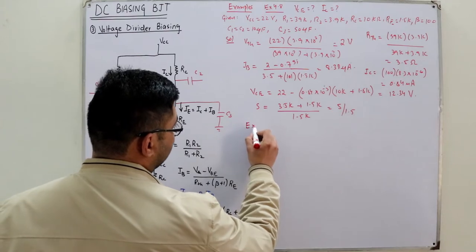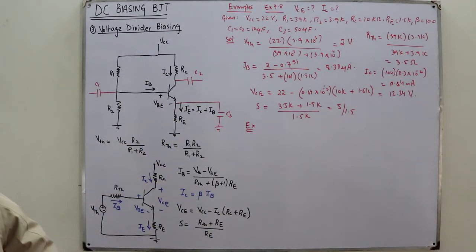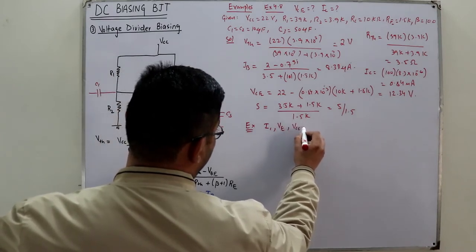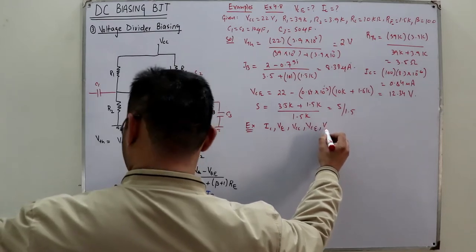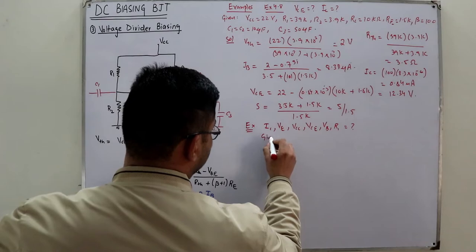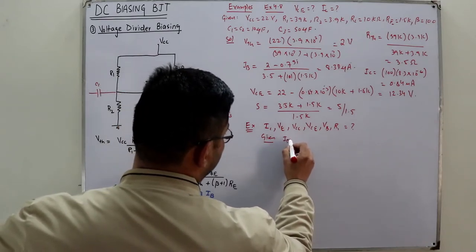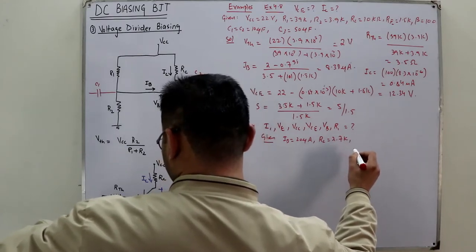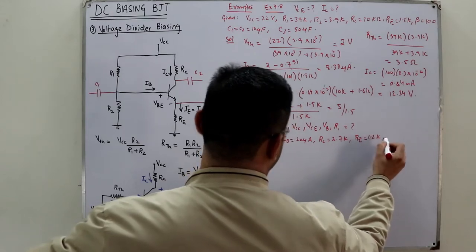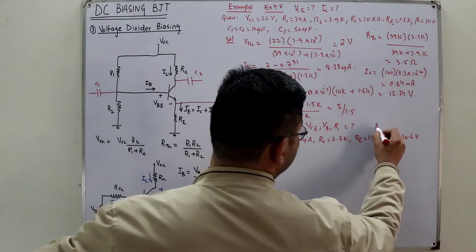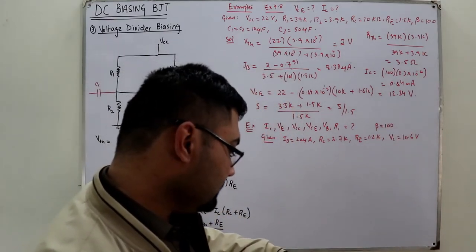Let's say I do another example. I have it written over here. The unknowns are IC, VE, VCC, VCE, VB and R1. The given values are: IB is 20 microamperes, RC is 2.7 kilo, RE is 1.2 kilo ohms, VC is 10.6 volts, beta is 100, and the final value, R2 is 6.8 kilo ohms.